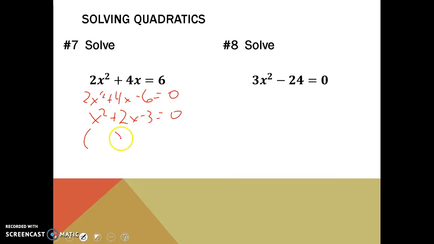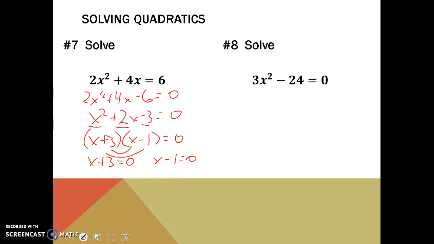Then if I factor this, I'll have x times x gives me x squared. A positive 3 and a negative 1 multiply together to give me negative 3, and 3x minus x does give me 2x. And so now I can go ahead and set both of these equal to 0. X plus 3 is equal to 0, or x minus 1 is equal to 0.